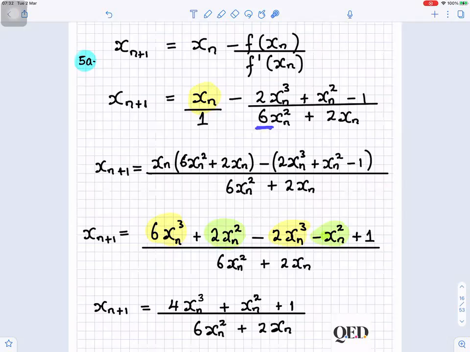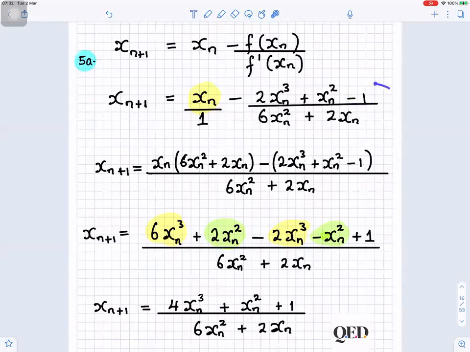How did we get 6? This f' means we differentiate f(x). So 3 times 2 is 6, and then you minus 1 from the power, so 6x_n squared. 2 times x to the power 2 minus 1 will be 2x_n. And when you differentiate minus 1, you get 0.